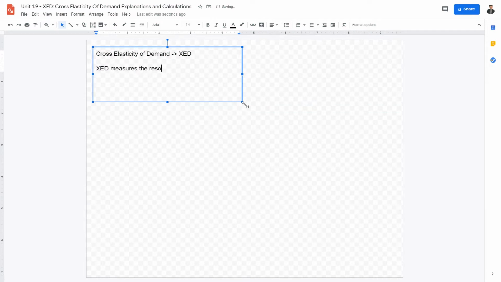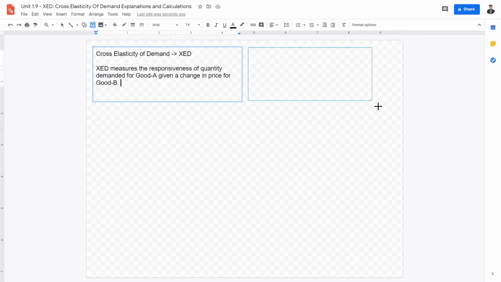It is defined as: XED measures the responsiveness of quantity demanded for good A given a change in price for good B. So this may be a little bit confusing, but cross-elasticity of demand measures the changes in quantity demanded in one good when the price of another good changes.